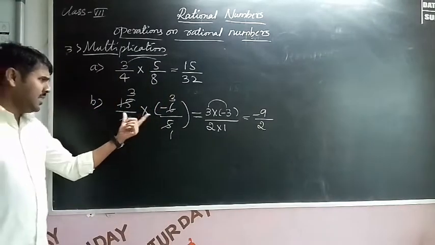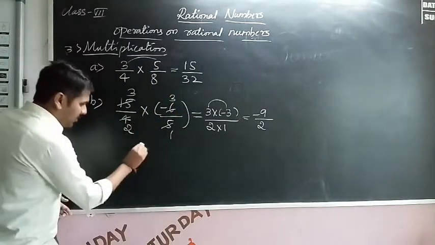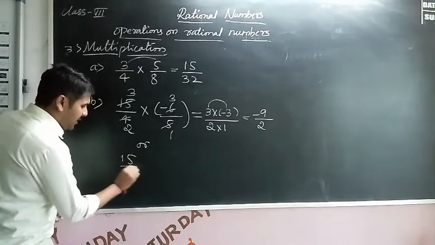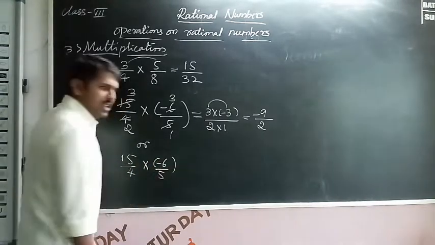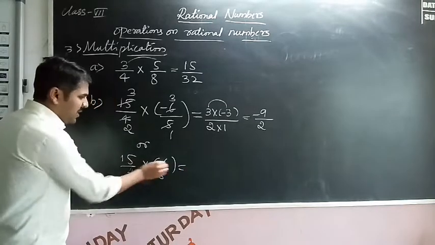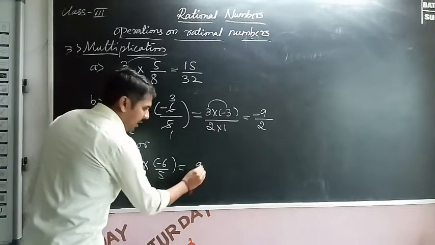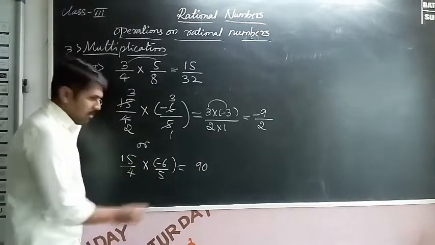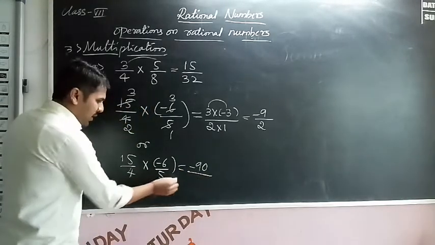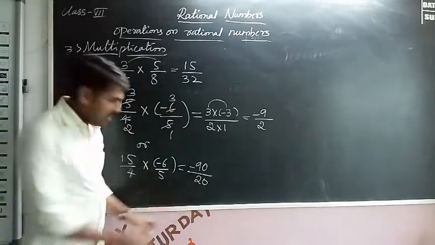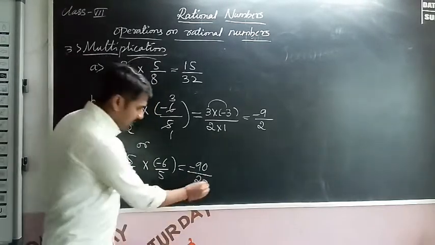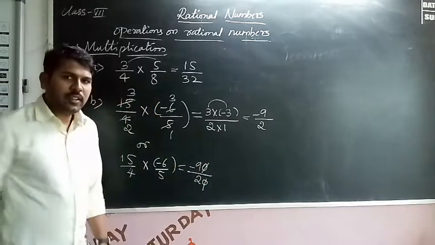Or otherwise you can directly multiply this. 15 by 4 into minus 6 by 5. Both are the same. So multiply 15 6s are how much? 90. Plus into minus, minus. 4 5s are 20. Okay. So here 0 is there, here also 0 is there. Cancel. What will we get as the final answer?